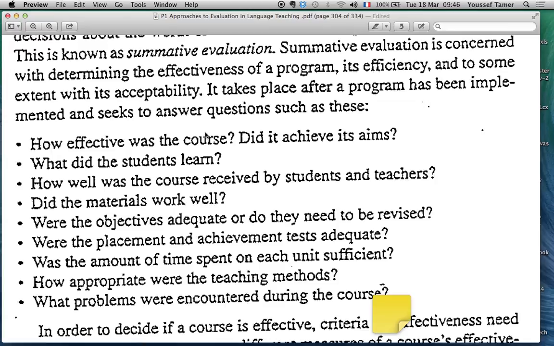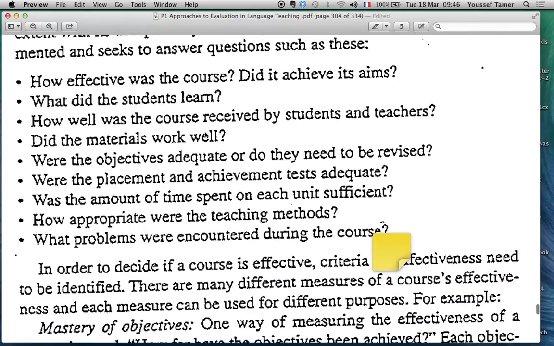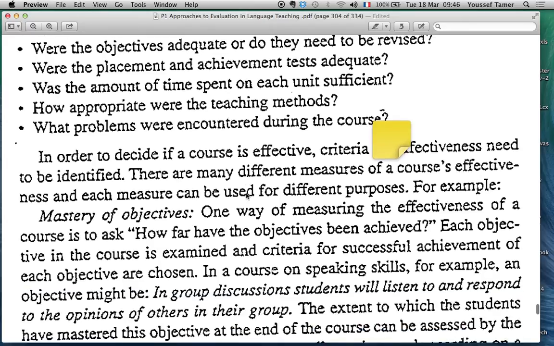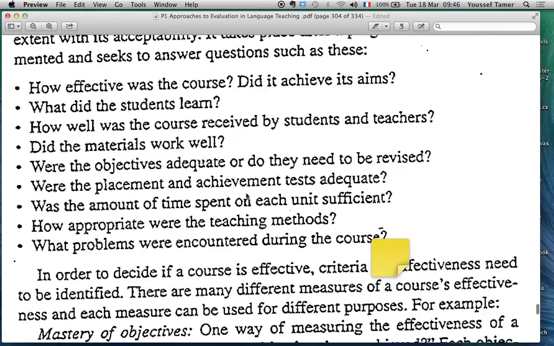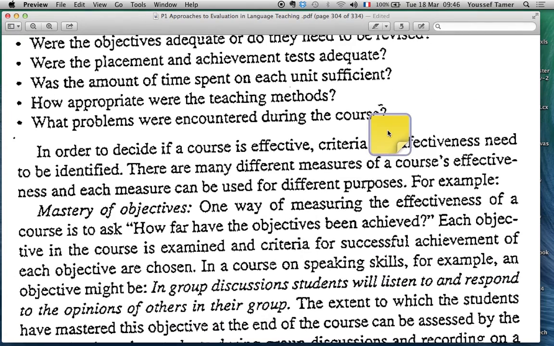Now, were the placement and achievement tests adequate? Was the amount of time spent on each unit sufficient? How appropriate were the teaching methods? What problems were encountered during the course? So this is the purpose of summative evaluation. At the end, it's like a summative assessment. So summative assessment, you do it at the end to see if the students have learned what you were teaching them. The same thing for summative evaluation.